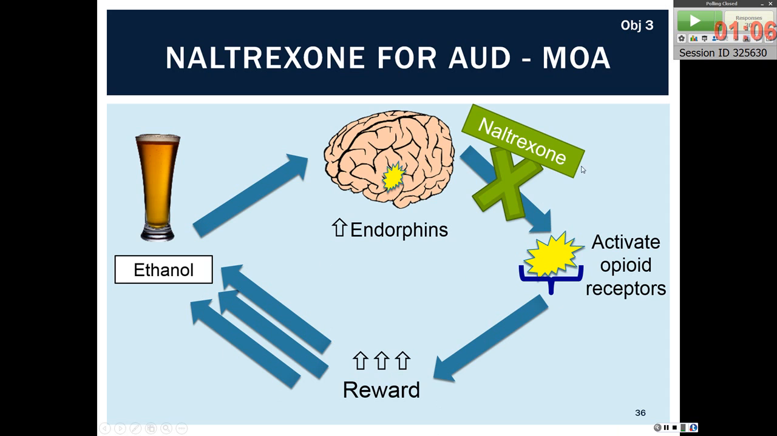So the way naltrexone works is it blocks endorphins from binding to opioid receptors. It completely blocks opioid receptors so that nothing can bind to them. So then you stop this reward from happening when people drink alcohol, and that says, maybe I don't really want another drink after this first one.